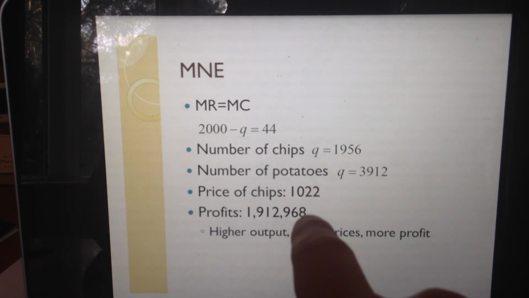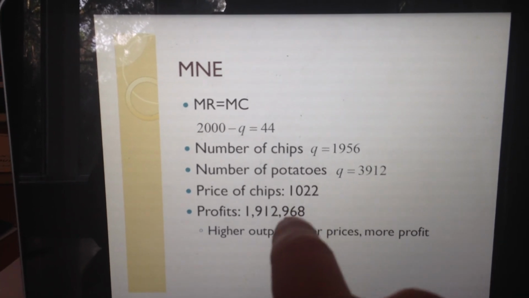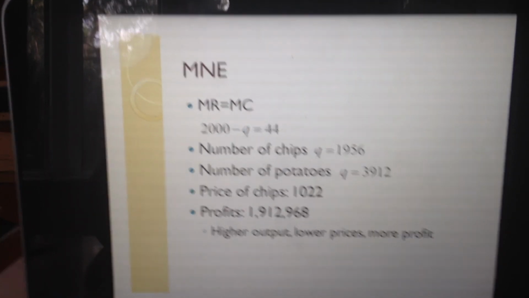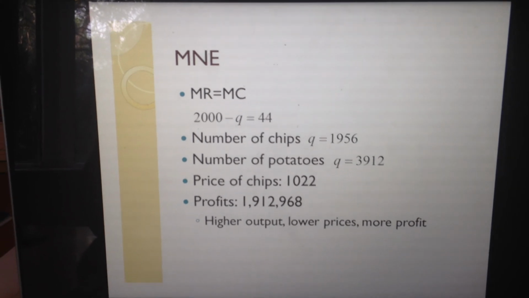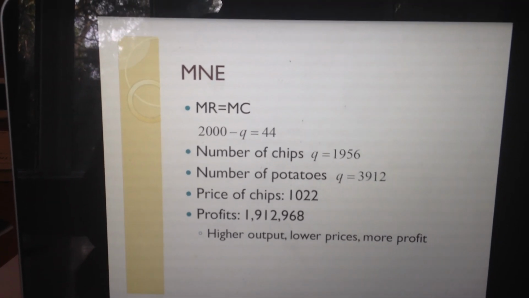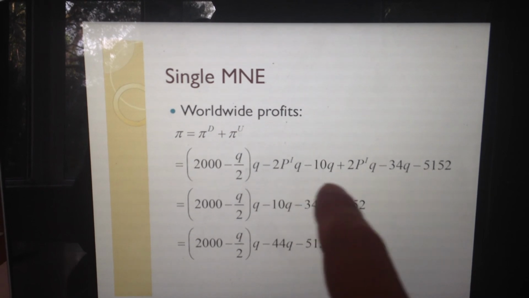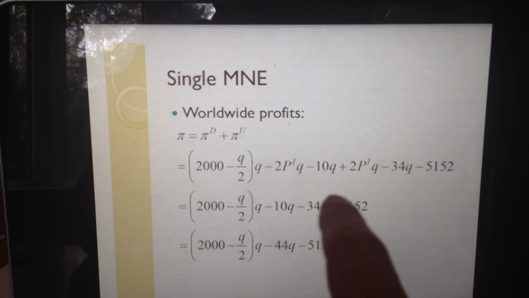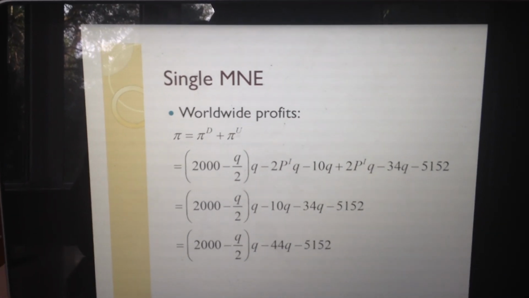So what are profits? When you plug the price and your quantities back into the profit function, you come up with 1.9 million. So what's the price of potatoes? Well, who knows? It's anything you want because it cancels out. The firm doesn't care about what the price of potatoes are until we bring taxes back into the mix.